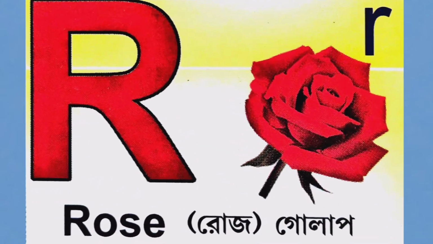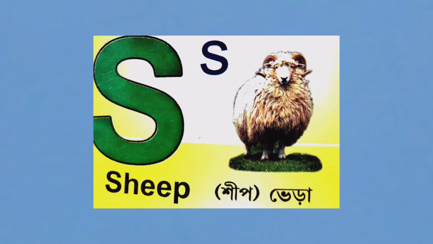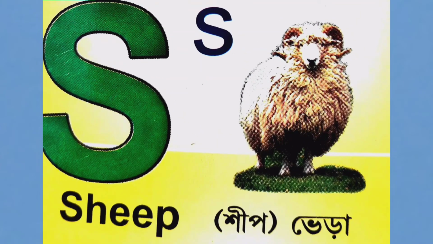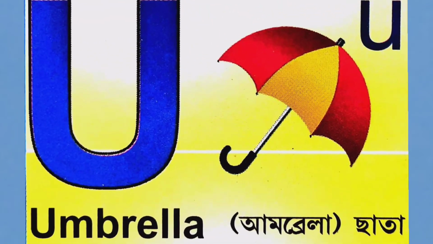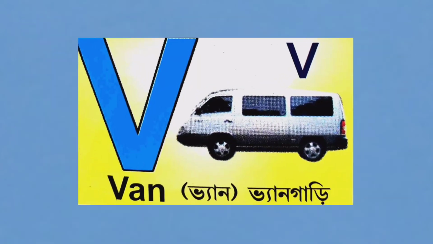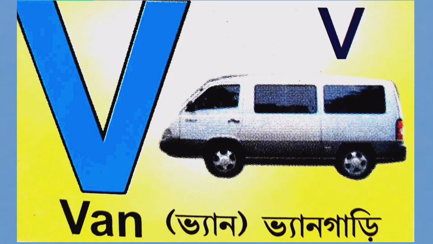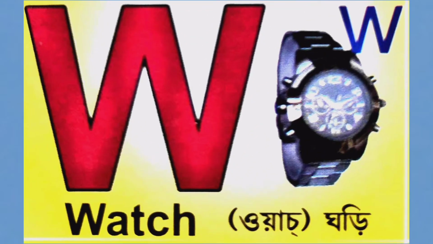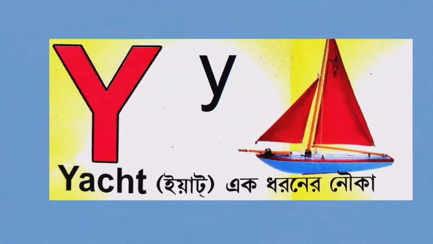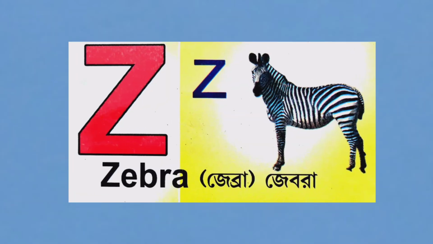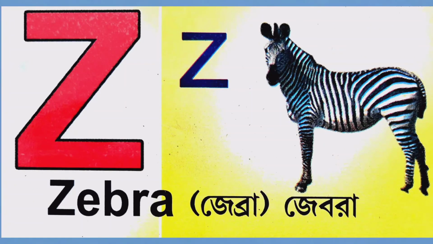R for rose. S for sheep. T for toy. U for umbrella. V for van. W for watch. X for Xmas. Y for yet. Z for zebra.